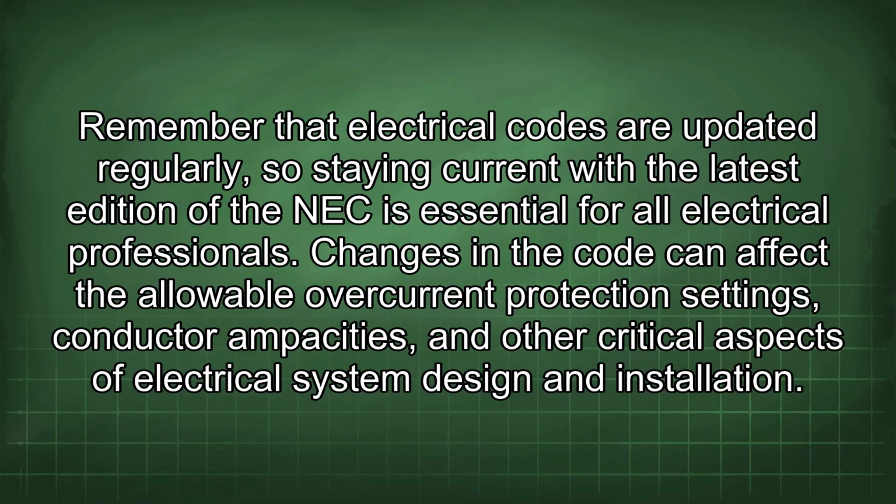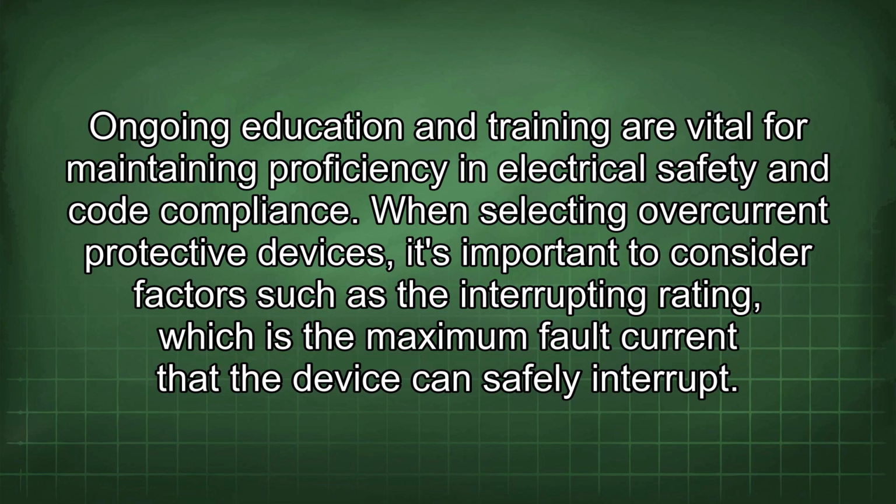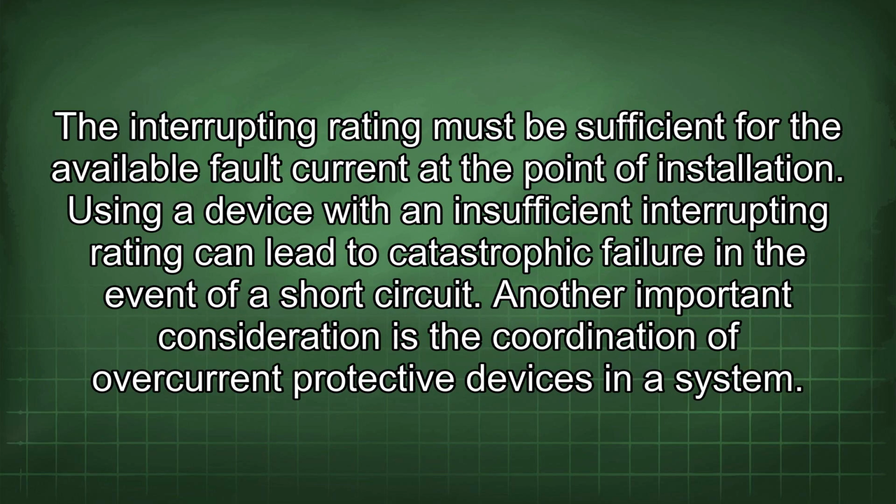Changes in the code can affect the allowable overcurrent protection settings, conductor ampacities, and other critical aspects of electrical system design and installation. Ongoing education and training are vital for maintaining proficiency in electrical safety and code compliance. When selecting overcurrent protective devices, it's important to consider factors such as the interrupting rating, which is the maximum fault current that the device can safely interrupt. The interrupting rating must be sufficient for the available fault current at the point of installation. Using a device with an insufficient interrupting rating can lead to catastrophic failure in the event of a short circuit.